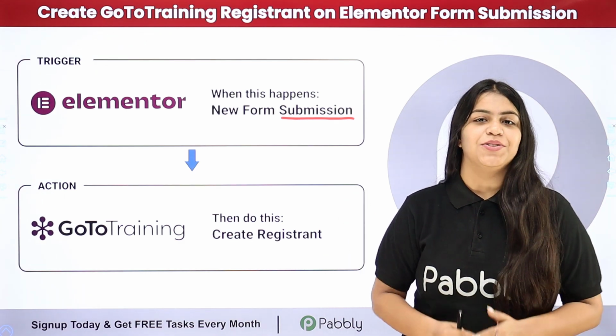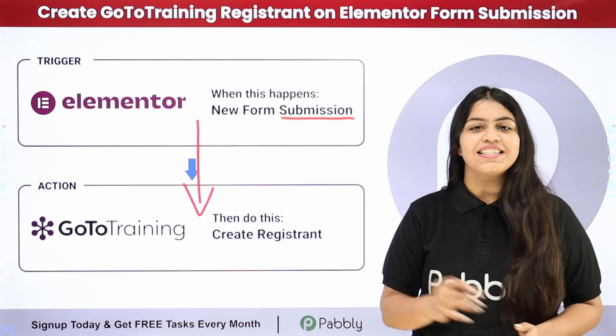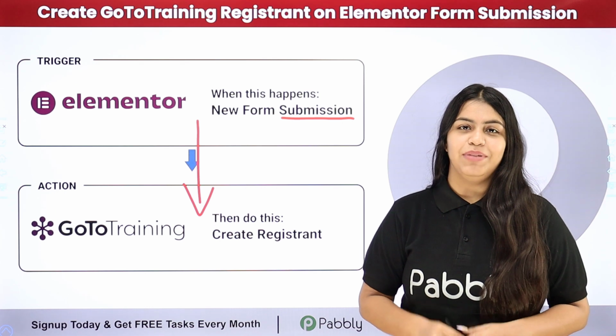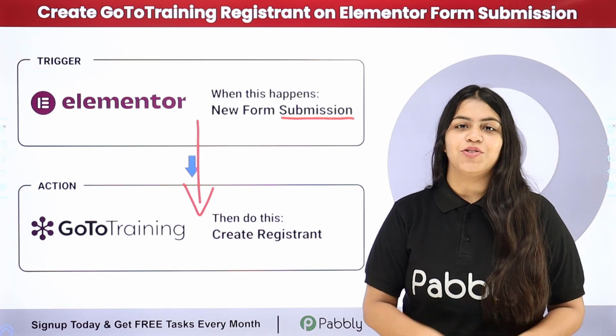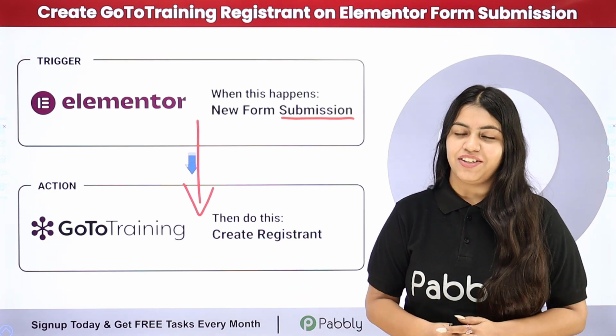So to do this, we are going to create a connection between Elementor and GoToTraining. To create this connection without knowing any programming or coding language, we are going to use Pabbly Connect. It is an amazing automation software. So do you also want to create this automation? Then for that you have to come with me towards my screen.